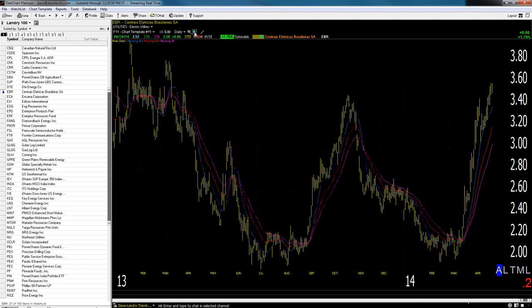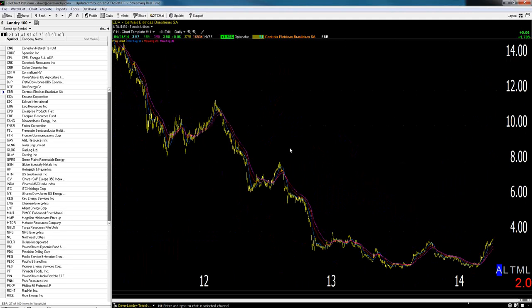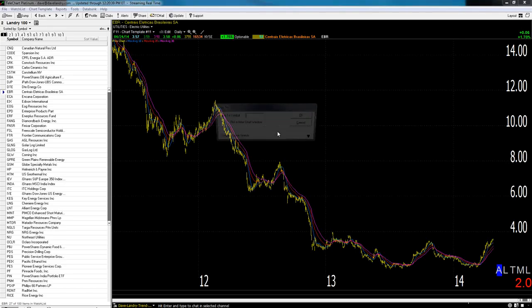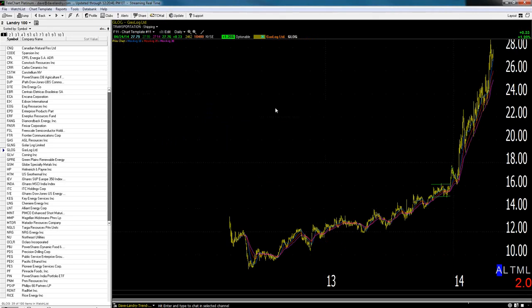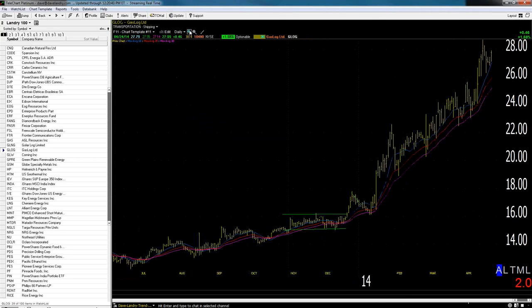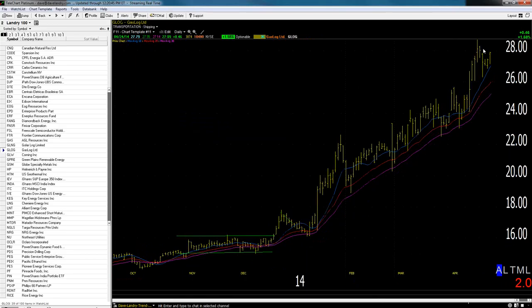EBR. Ooh, that looks good. Looks pretty good. Good volume. Yeah, not too extreme of a trend, but a good trend. On a pullback, though, possibly. So good eye on that one.